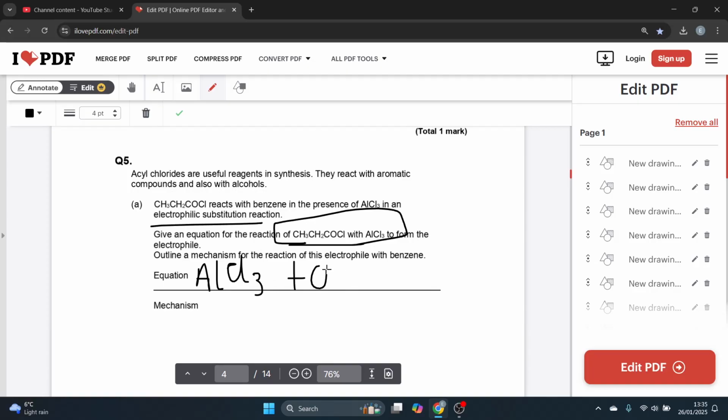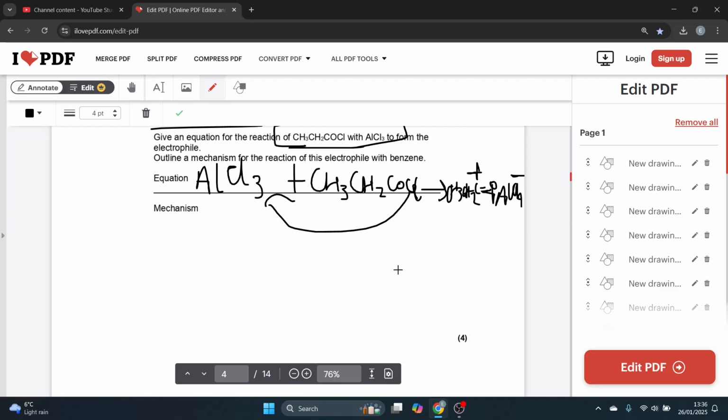So AlCl3 plus CH3CH2COCl, I'm going to form AlCl4 minus. I already know that; that's just your knowledge of how these equations work. So what else am I going to form? I'm going to form CH3CH2, and this Cl has gone, so I've only got C double bond O left. Bond to carbon, C double bond O, and remember this carbon is positively charged, a carbocation. Again, that just comes from how well you know your content.